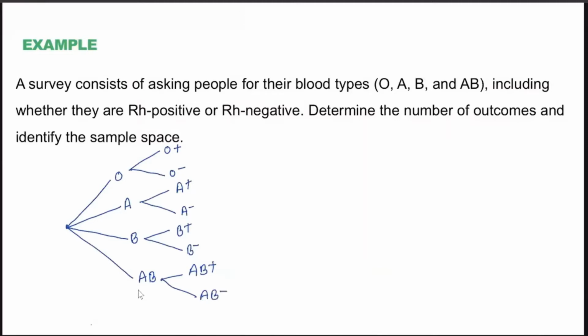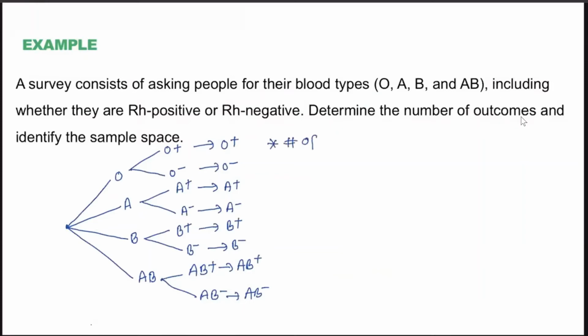So now I draw the tree diagram. If you look at the outcomes here, the first one is O positive, second is O negative, the other one is A positive, next is A negative, then you have B positive, then B negative, then AB positive, and the last one is AB negative. So we drew the tree diagram. Now let's answer the question. Determine the number of outcomes. So the first answer, we are looking at the number of outcomes.